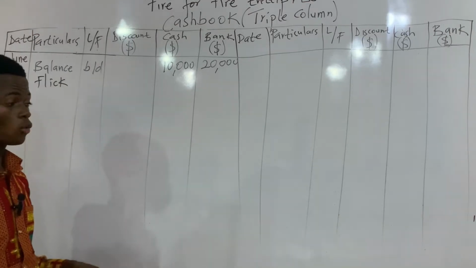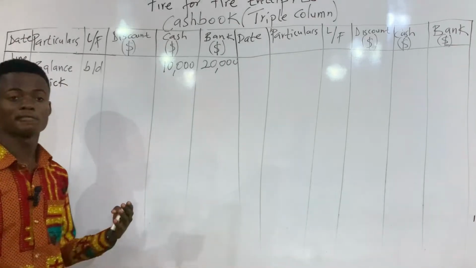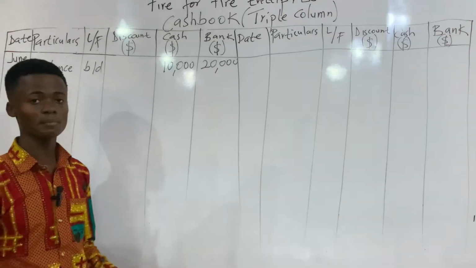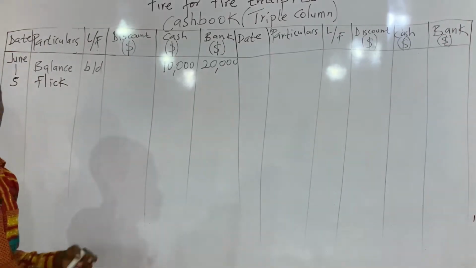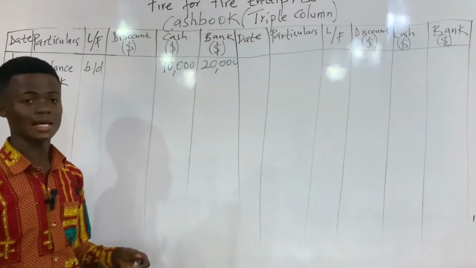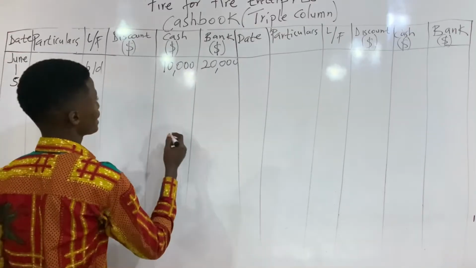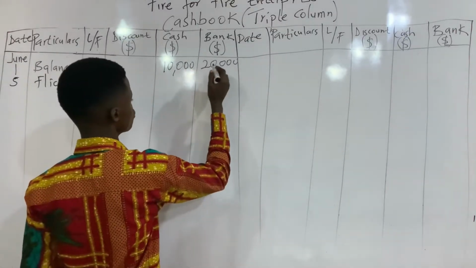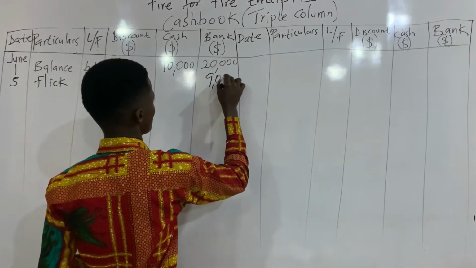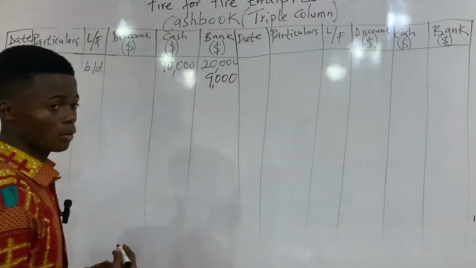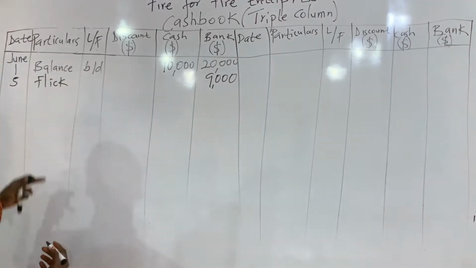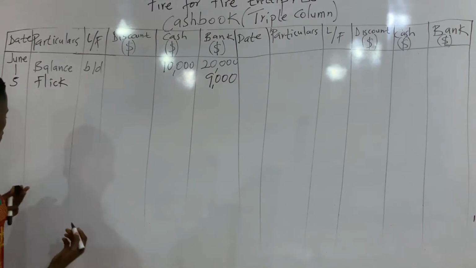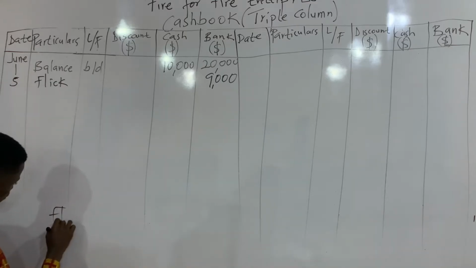So it means Flake was supposed to pay $10,000, but Flake enjoyed a cash discount of 10%. So we need to take off the 10% from the $10,000, and 10% from 10,000 will give us $9,000. So let's record $9,000 on the bank column of the Cashbook, because we receive it through bank. So $9,000. And the corresponding account is the customer's account. So let's open Flake account. Let's assume we are required to do so.